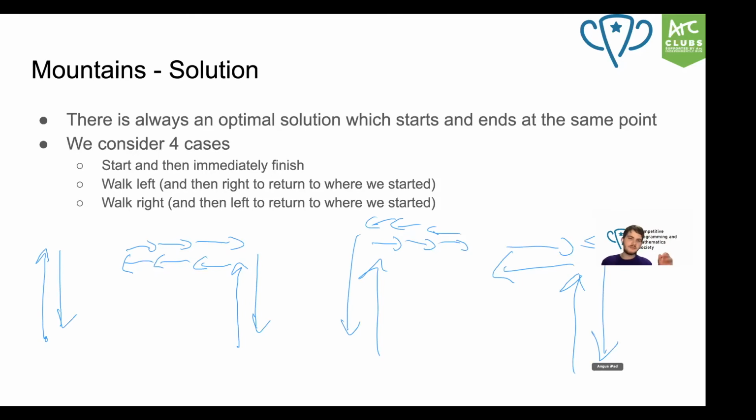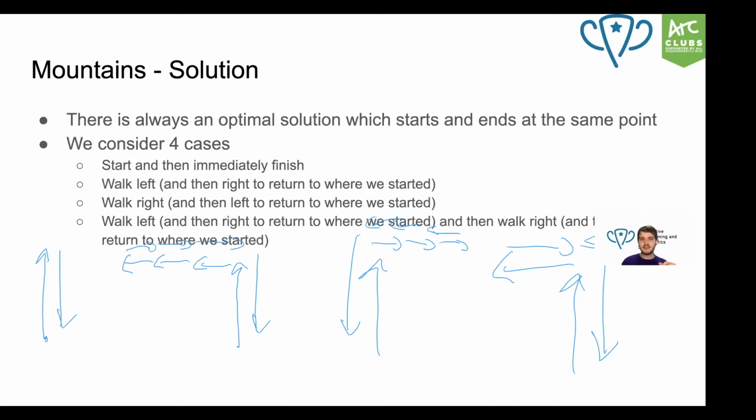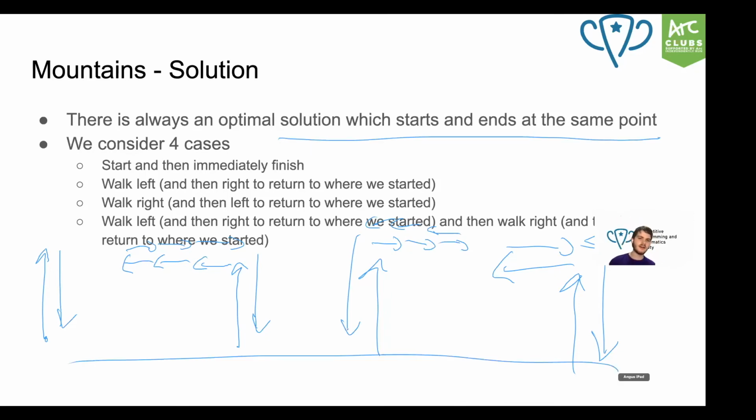This was the third sample input case had this solution. No, second sample input case. So these are the 4 combinations. And if we have the observation that the optimal solution starts and ends at the same point, then these are the only 4 ways our solution can look like if you think about it.